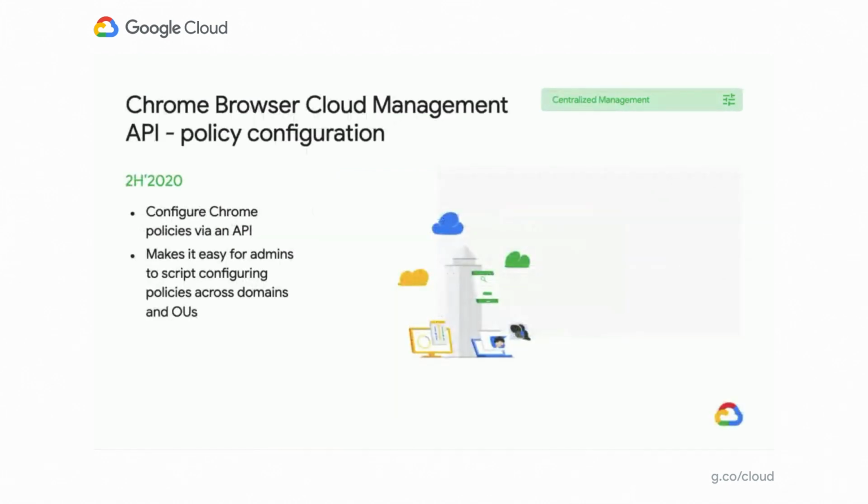In addition to the API for exporting browser information, we are also in the future going to build an API to configure the 300+ browser policies. This will make it easy for enterprises to write scripts to set different policy values across your domain and organizational units.